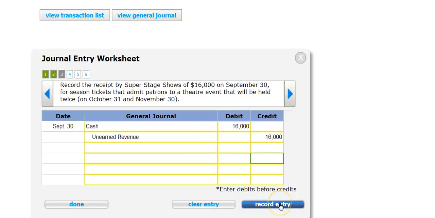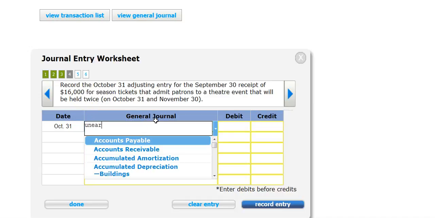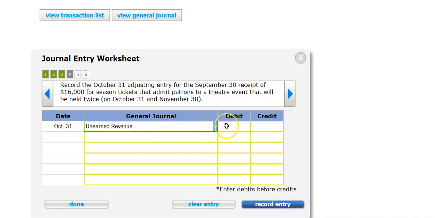Now let's go to October 31st. At this point, one show has been delivered. One theater event has been delivered. So we need to take one theater event out of the unearned revenue account and call it revenue because we've earned it. So $16,000 divided by 2 events is $8,000 an event. So let's debit the liability unearned revenue to reduce it by $8,000. And now let's credit service revenue because we have earned one theater event's revenue. We have held the event and consequently we've earned it.